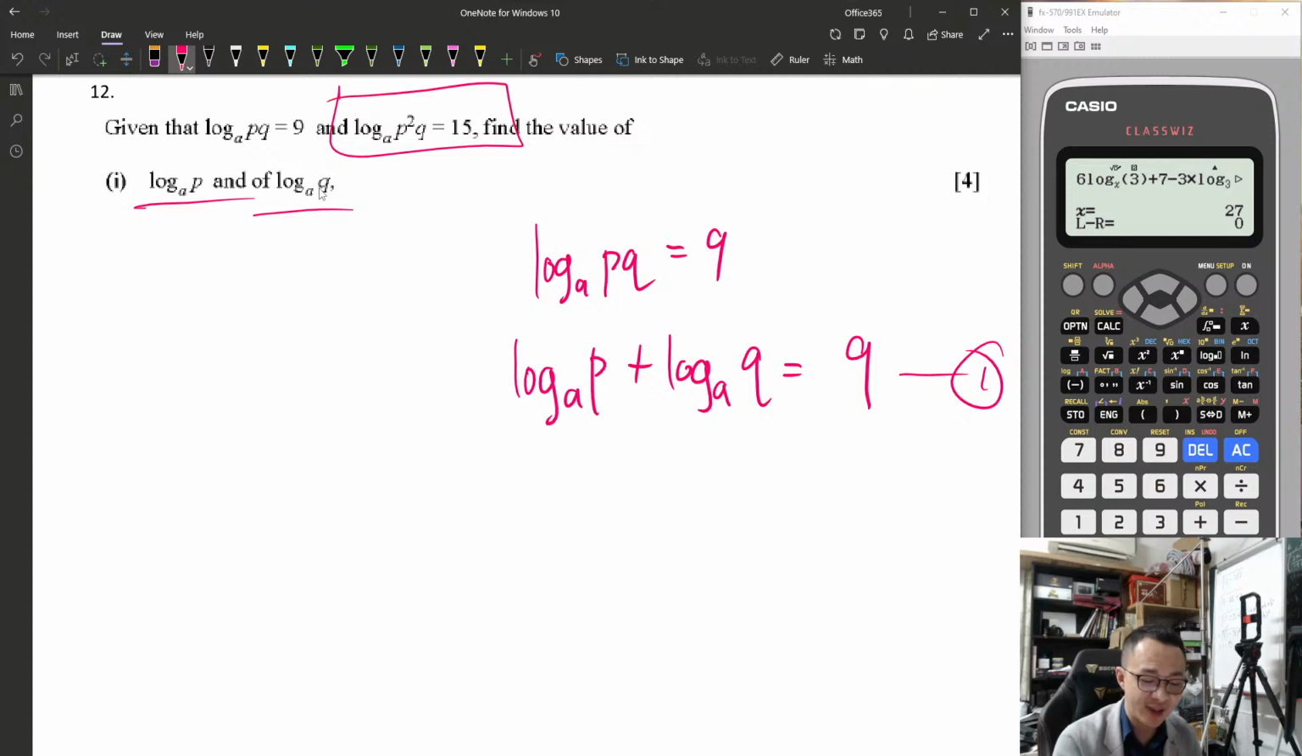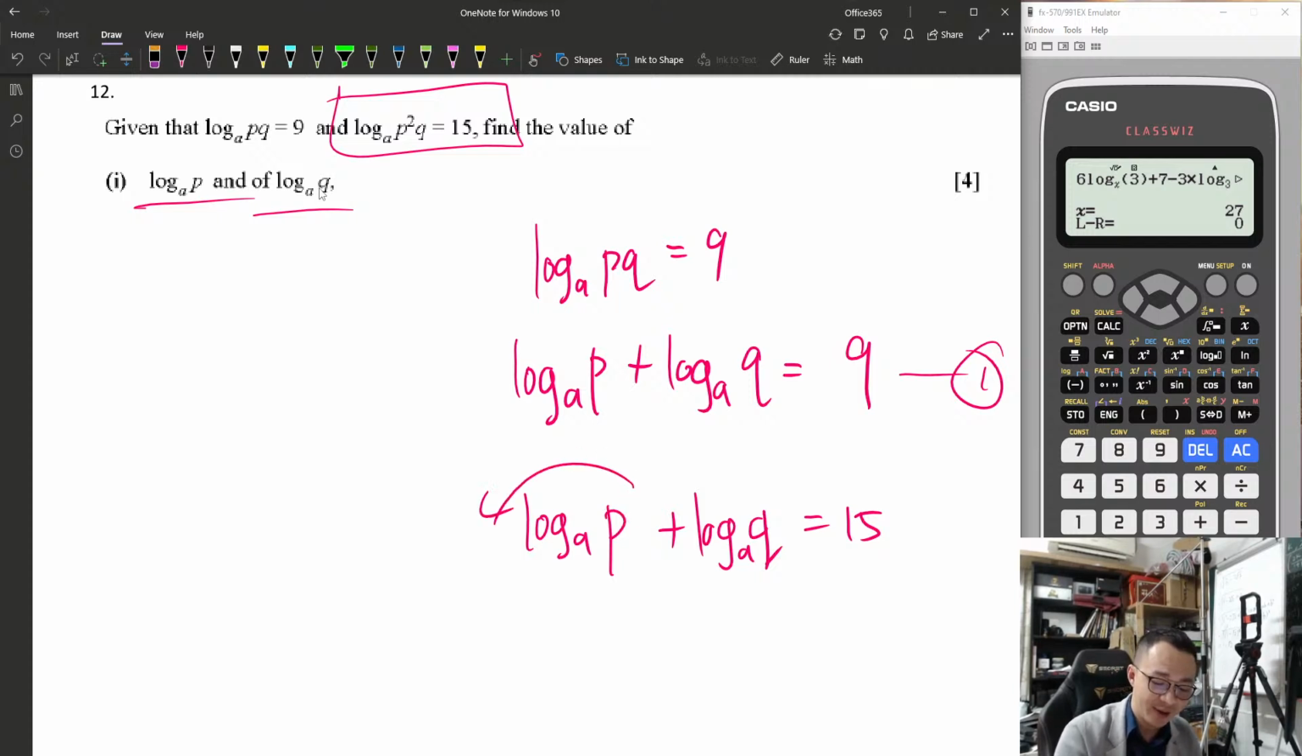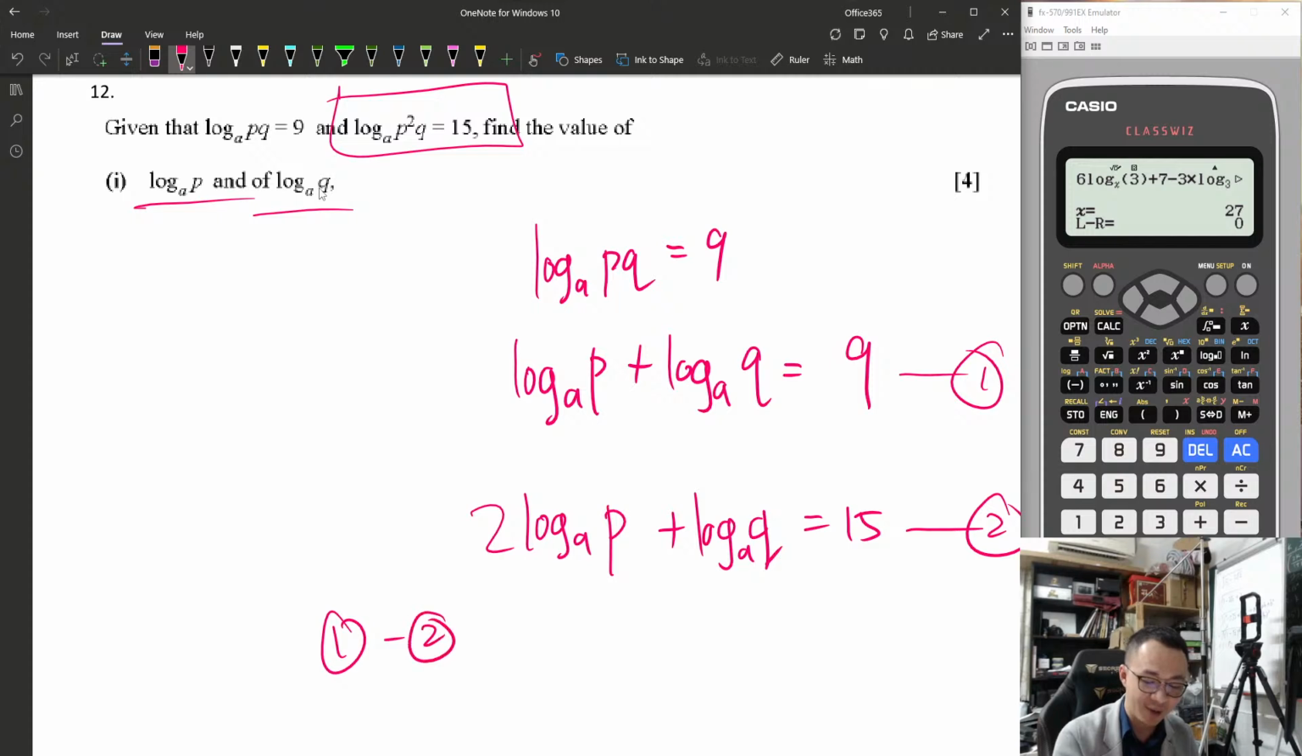Then I want to do the second one. Okay, so I straight away do plus, because they multiply each other. This is q, sorry, equals 15. The 2 I'm going to move to the front, so it becomes 2 times the whole thing, second equation. Okay, let's eliminate log AQ. I say first equation minus the second equation.